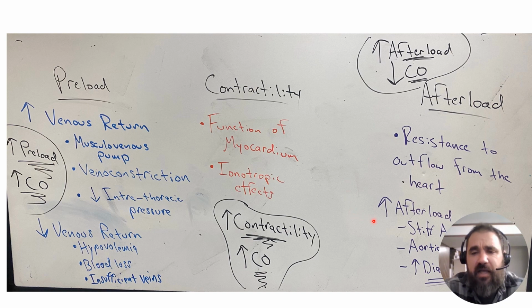So what would increase afterload? If you have a real stiff or calcified aorta, because remember the aorta is very elastic, it's an elastic artery, we need it to stretch out and then recoil. Increased diastolic pressure. So obviously if your diastolic pressure is high, well, that's the pressure that the ventricles are pushing against, whether you're talking about pulmonary arterial pressure or systemic arterial pressure. And also aortic stenosis.